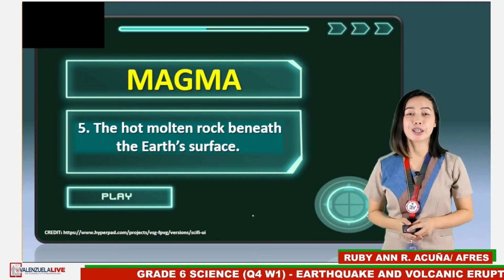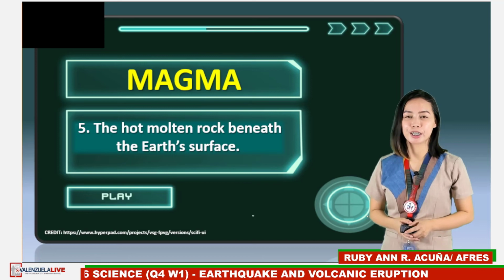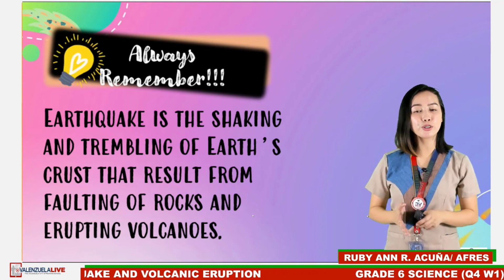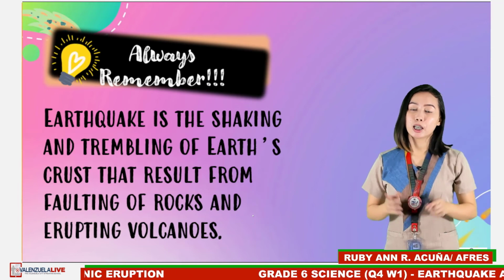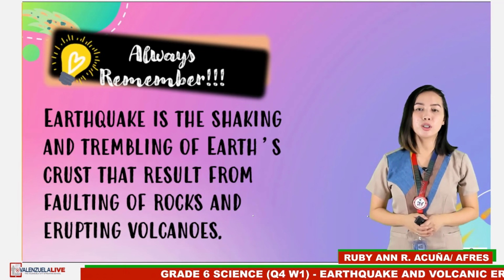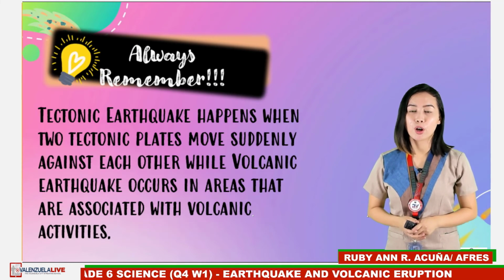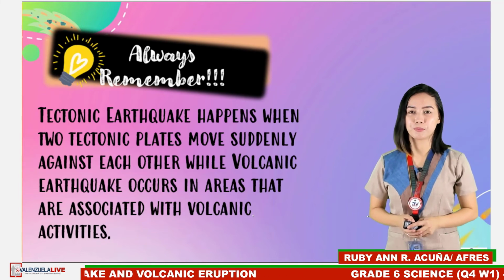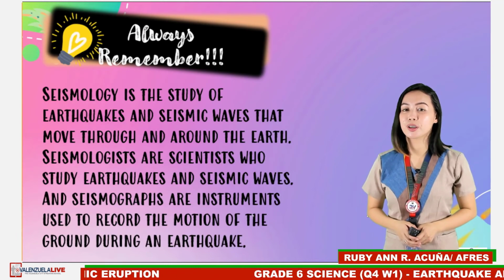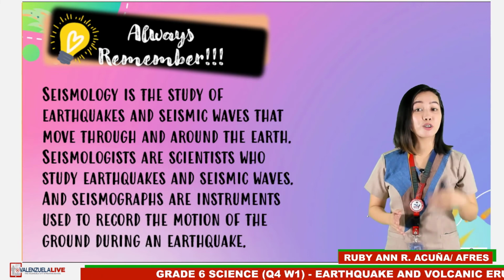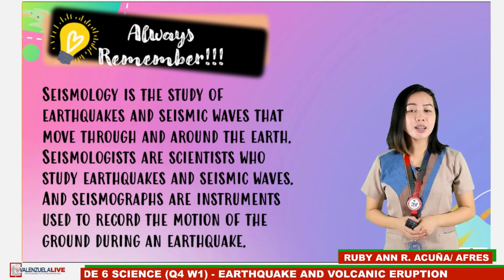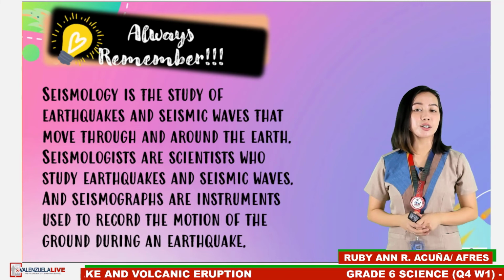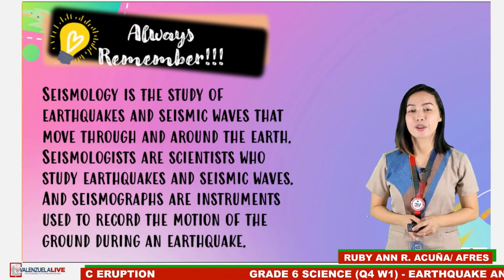I know that you really understand our lesson today about earthquakes and volcanic eruption. Earthquake is the shaking and trembling of Earth's crust that result from faulting of rocks and erupting volcanoes. Tectonic earthquake happens when two tectonic plates move suddenly against each other, while volcanic earthquake occurs in areas that are associated with volcanic activities. Seismology is the study of earthquakes and seismic waves that move through and around the Earth. Seismologists are scientists who study earthquakes and seismic waves. And seismographs are instruments used to record the motion of the ground during an earthquake.